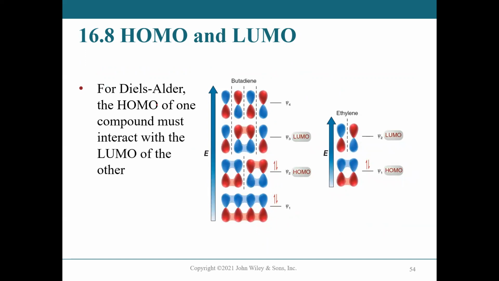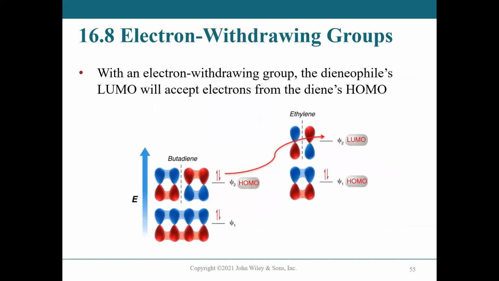It says for the Diels-Alder, the HOMO of one compound must interact with the LUMO of the other. So that's where they're saying the HOMO must react with the LUMO of the other. And they show an example of that on this slide right here, where the HOMO is interacting with the LUMO. So with an electron withdrawing group, remember if you have some type of oxygen, chlorine, some type of electron withdrawing group, the dienophile's LUMO will accept electrons from the diene's HOMO. That's what they're showing right here. This is going to accept those electrons.